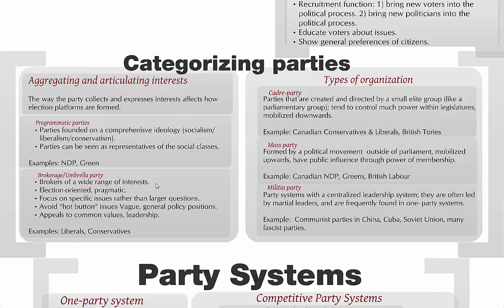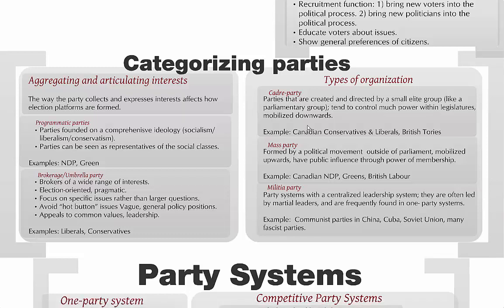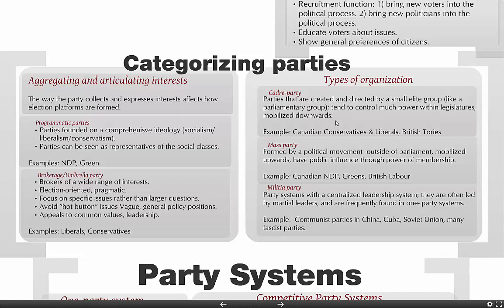So it has to be more about compromise between these different factions. We can also talk about different types of organization. Cadre parties have been created and directed by a small elite group, usually a parliamentary group that then extends itself outside of parliament. And they tend to control power within legislatures, and they've been mobilized downwards. So from parliament, they have reached out and tried to mobilize the voters. Again, Canadian examples would be the Conservatives and Liberals. British Tories would probably fit this description quite well as well.